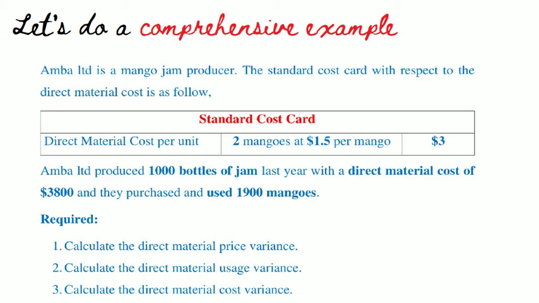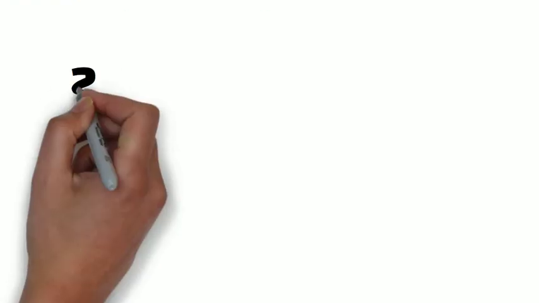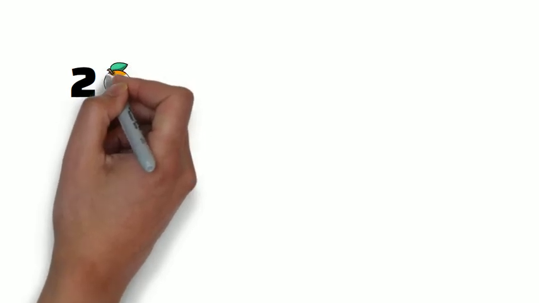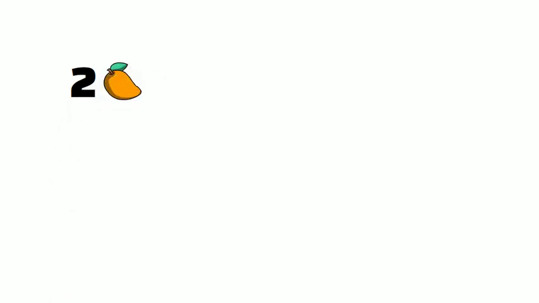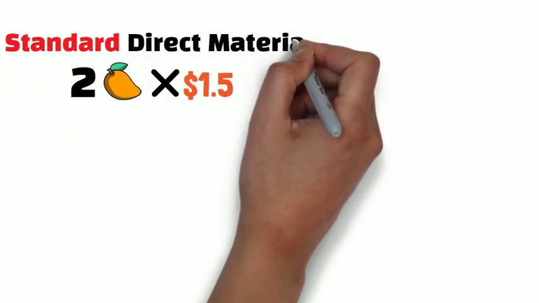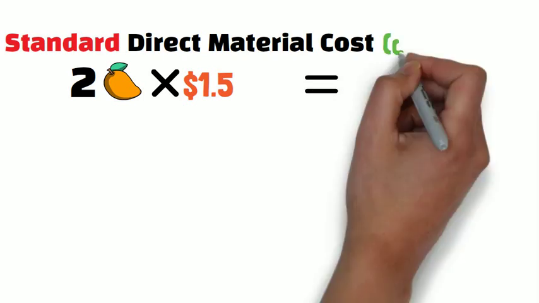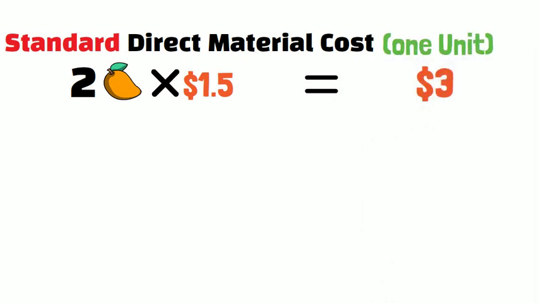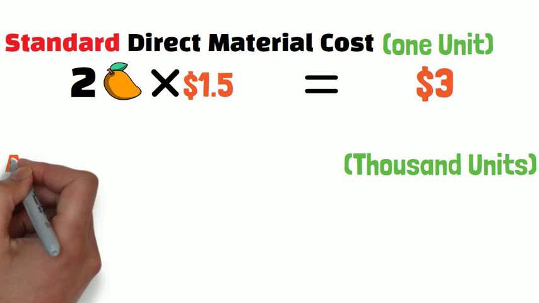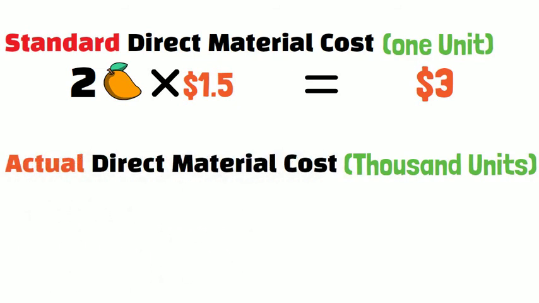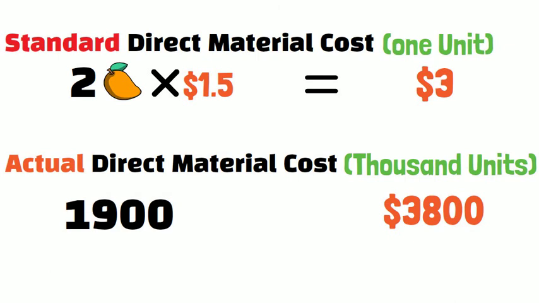So we have to reorganize the question. The company needs 2 mangoes to produce each bottle of jam, and they have planned to pay $1.5 per mango. Therefore, the standard direct material cost per bottle is $3. However, the company produced 1,000 bottles of jam with a direct material cost of $3,800 for 1,900 mangoes. And we have to calculate direct material price variance, direct material usage variance, and the direct material cost variance.